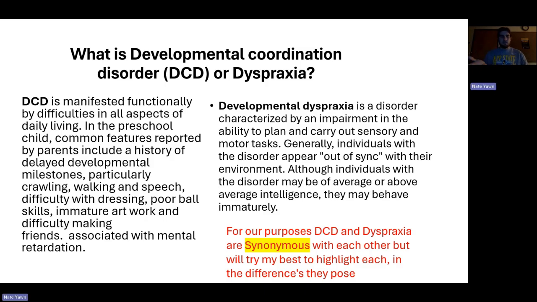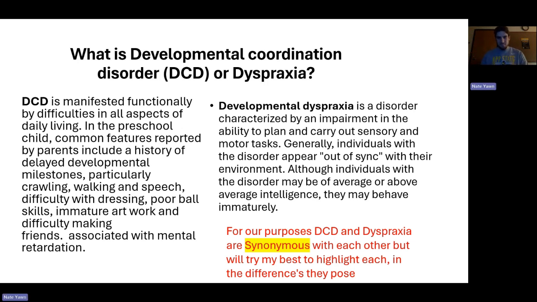What is developmental coordination disorder, or DCD, or dyspraxia? I put here two different definitions. DCD and dyspraxia, they are synonymous with one another. We're going to treat them synonymous with one another, meaning that they are one and the same. But literature and research kind of argue between the definition of DCD and dyspraxia, whether they are the same or not. A lot of physicians here in the US lump DCD and dyspraxia together.